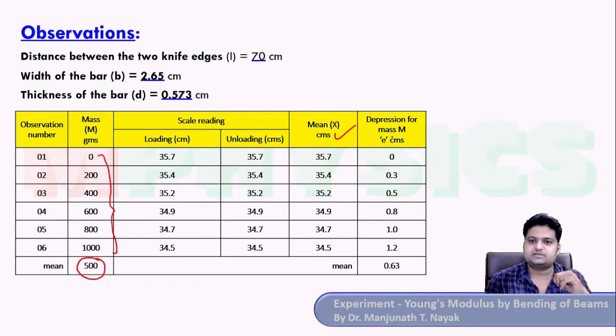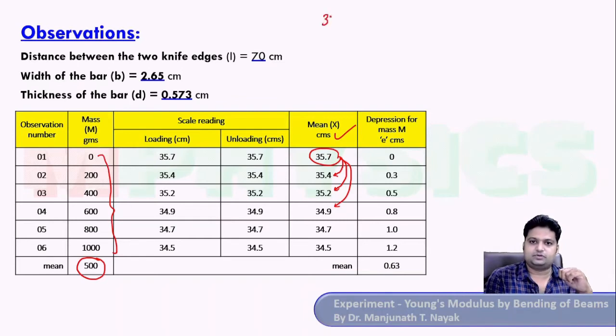Now the most important part is the depression, how to calculate this value of depression for mass M. You need to take this value 35.7 every time and subtract the next value from it. 35.7 minus 35.4, 35.2, 34.9, and so on. Obviously the first value will be 0, because 35.7 minus 35.7 will be 0.